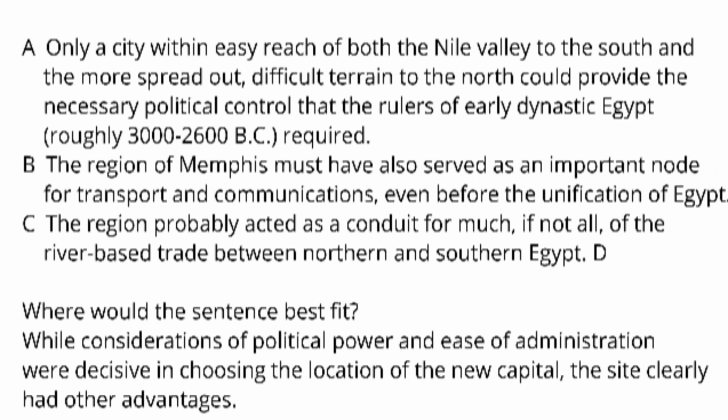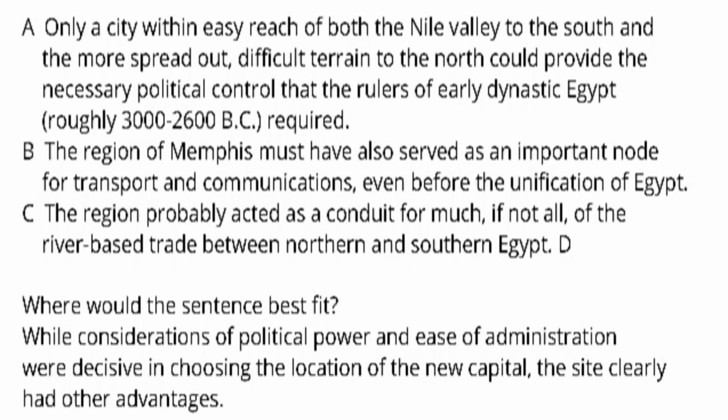While considerations of political power and ease of administration were decisive in choosing the location of the new capital, the site clearly had other advantages. The target sentence has other advantages as clue words. So the sentence following the target sentence must be talking about advantages other than the ones already mentioned. What are already mentioned advantages? Luckily, we can find the answers since the target sentence includes the information, political and administrative advantages. So the target sentence should come after a sentence that talks about political advantage.